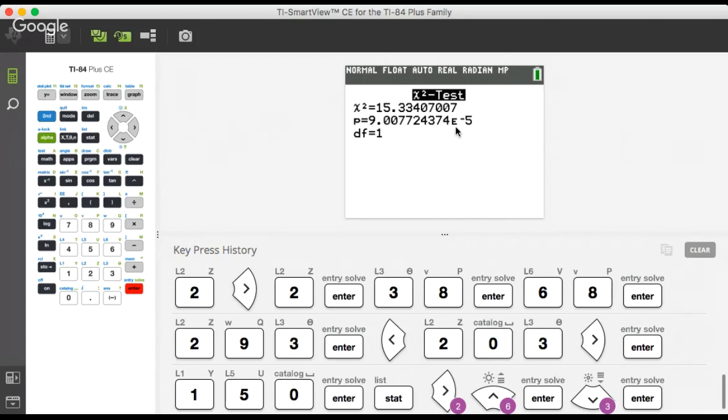Make sure you don't miss this here, right? We can't have a p-value that's 9. It's got to be less than 1. So make sure if you see that e to the negative 5th that you know that that's scientific notation, which is a small, small, small number, okay?